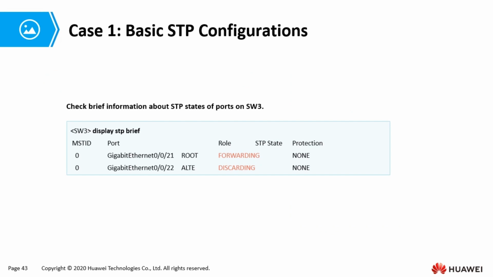After you enable the STP, you can check with display STP brief. You should see the root bridge there. Then under your switch three, the blocked port will become an alternate port, and the state will be discarding. This is how you check whether your configuration is correct or not.